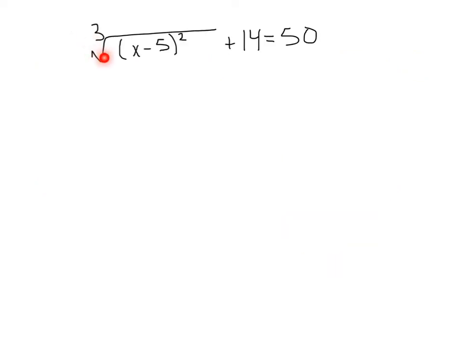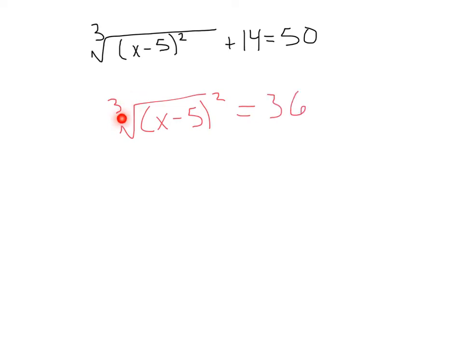Alright, here we've got cube root of (x minus 5) squared, plus 14 equals 50. Let's start off by isolating the cube root. So I'm going to go ahead and subtract 14 from both sides. That's going to give me a 36 here.